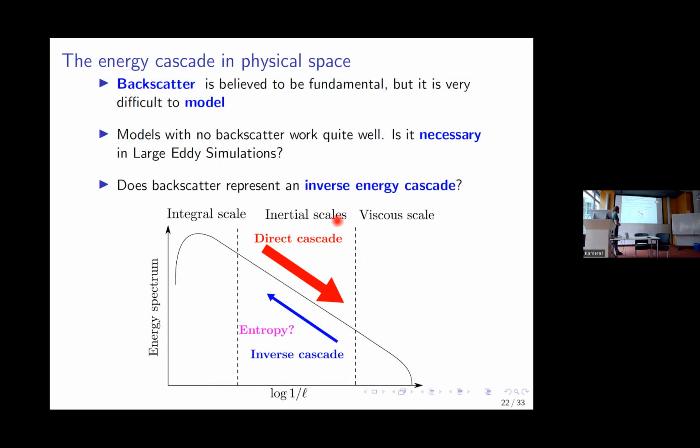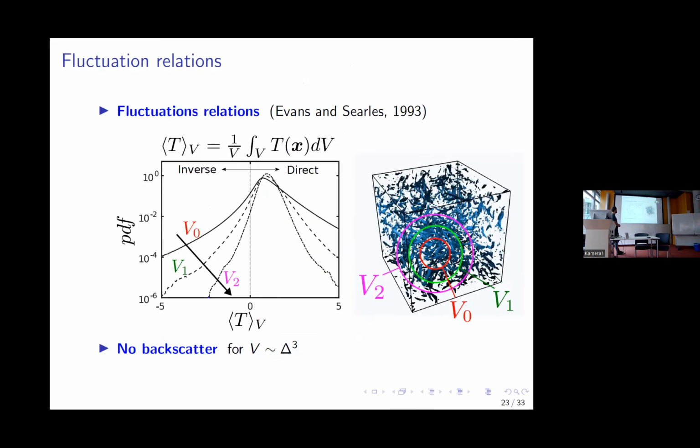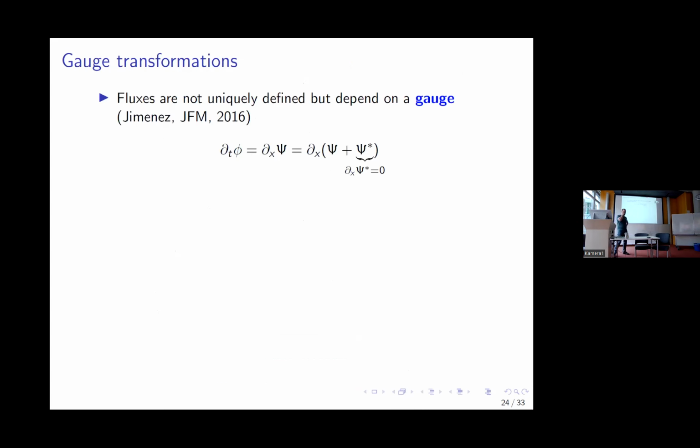And the question is, does backscatter really represent an inverse energy cascade? Do we really need to model it? Is it something that is there, or is it maybe an artifact? Something that is not actually an inverse energy cascade, which, as I said before, is highly unlikely because of entropy, but something else. And this is what I want to show you in the last part of the presentation, I think I'm running out of time, which I think might be interesting for people that do modeling.